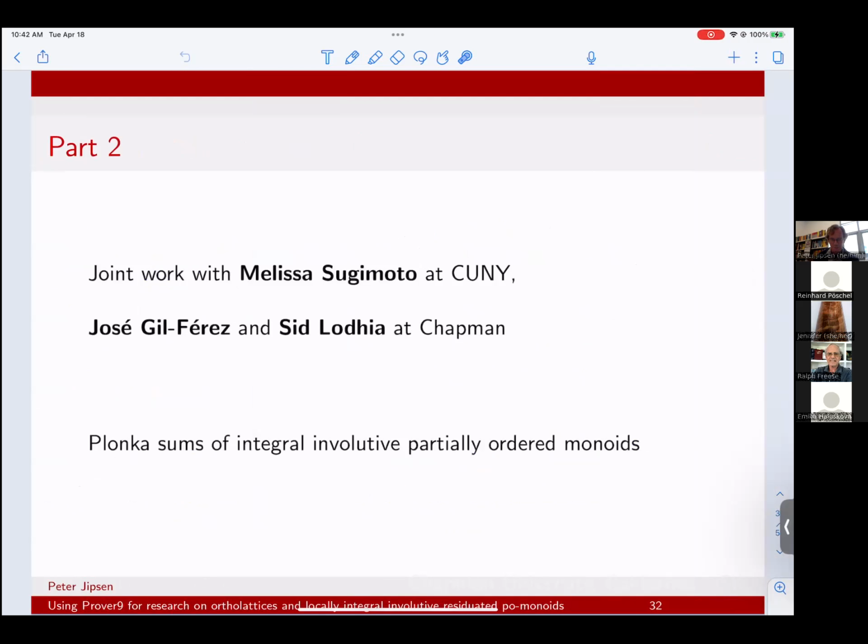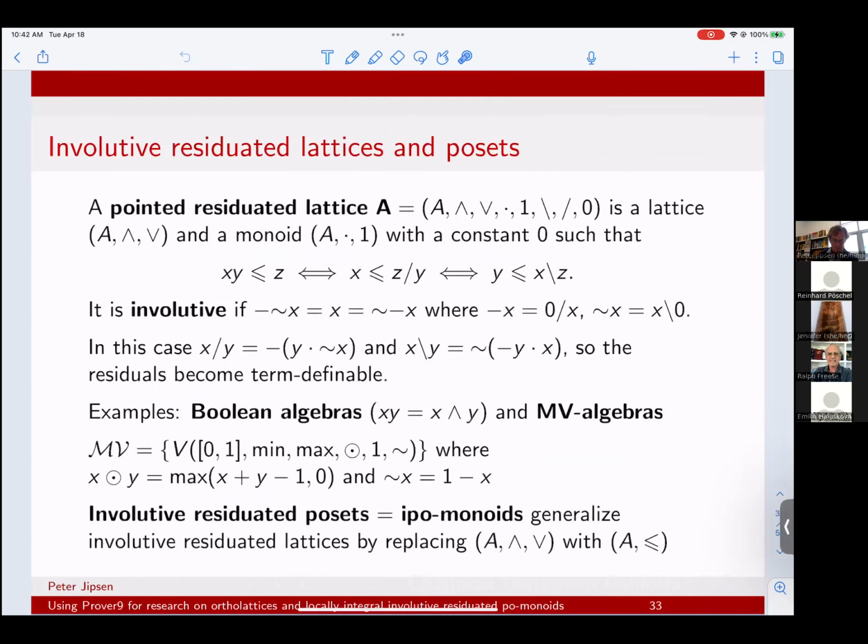This was joint work with Melissa, who's now at CUNY, and Jose Gil-Férez and Sid Lodia Chapman. And it's about a different type of lattice-ordered algebra. One of my favorite varieties, pointed residuated lattices. These are just residuated lattices with an additional 0 that can be any constant. And such a lattice is called involutive if it satisfies this condition, that the two unary terms that come from using this dualizing element 0 in a specific way, they are called linear negations.